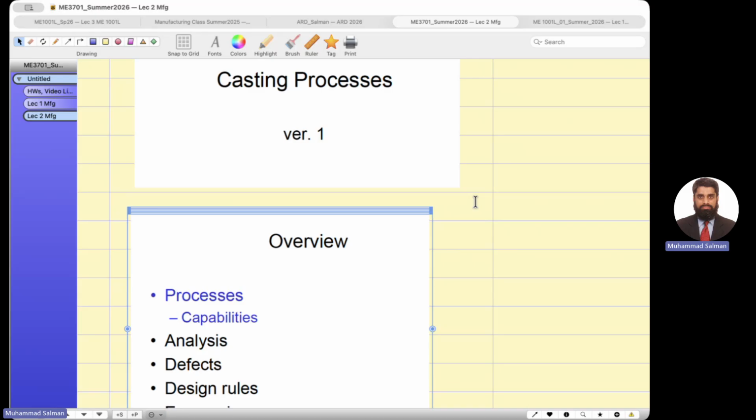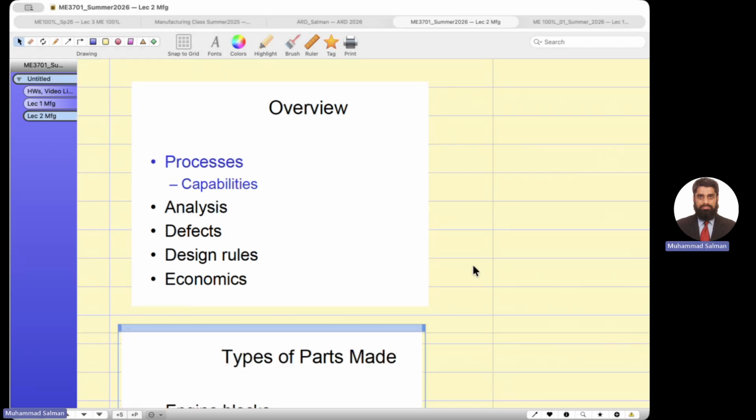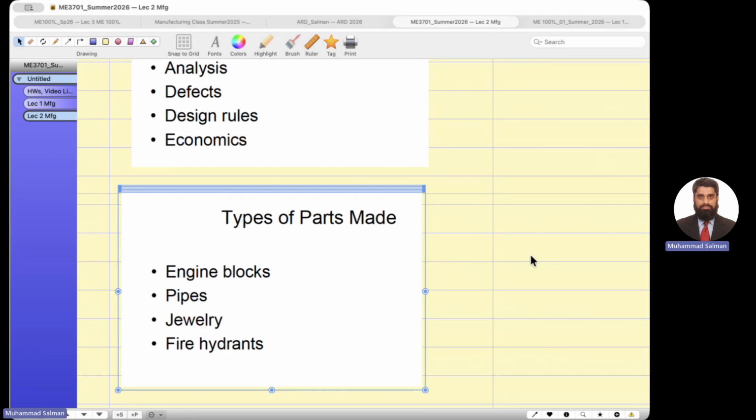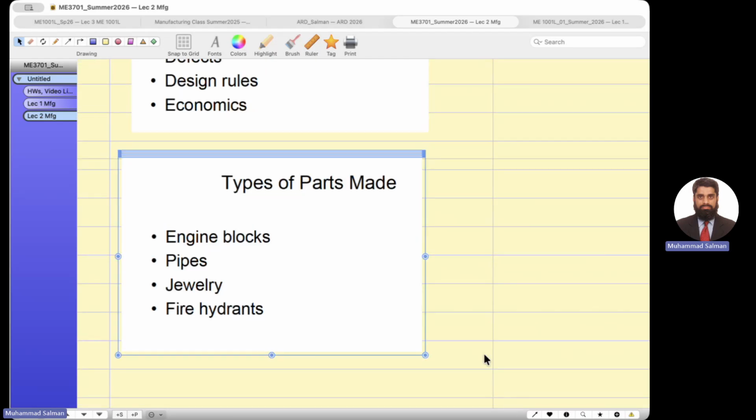With the help of casting, you can manufacture very complex shapes because you don't have to machine them. You don't have to machine parts like big, usually aluminum, blocks, such as engine blocks where the pistons move up and down. These blocks are cast, and so are some cast iron pipes, and jewelry.